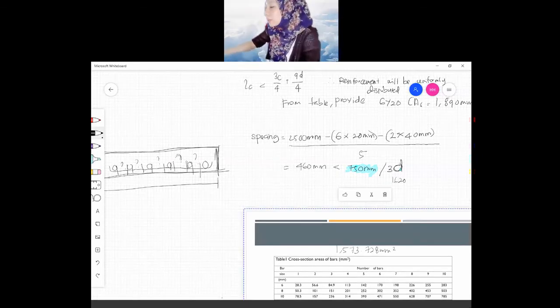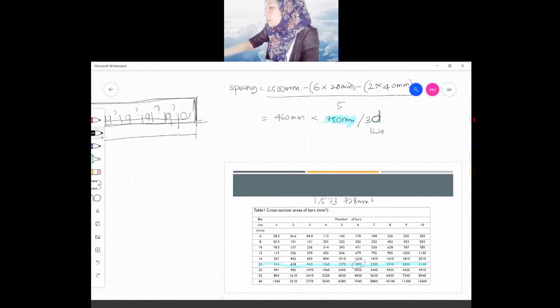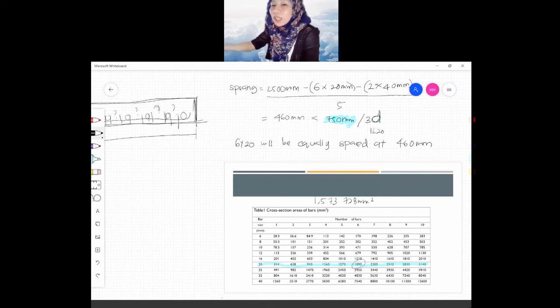Write something lah. As usual, I like to write karangan. Will be equally spaced at 460 mm. Okay. And another thing that we need to calculate is the anchorage length.